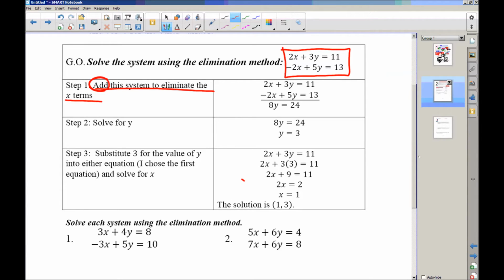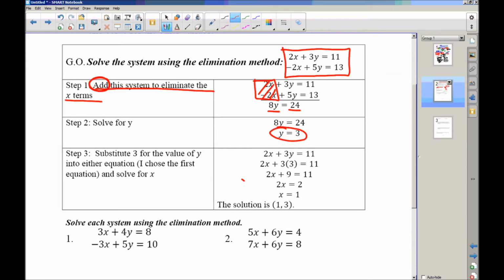Sometimes we'll subtract, sometimes we'll add. In this case, we're going to add, and that's because the x's are opposites of each other. So when I add 2x and negative 2x together, they get eliminated. That's why it's called the elimination method. When I add 3y and 5y, they make 8y, and when I add 11 and 13, they make 24. So now I've got this new equation, very short 1-step equation, and I solve it for y. Divide both sides by 8, and I get 3.